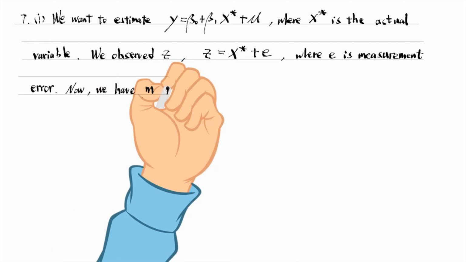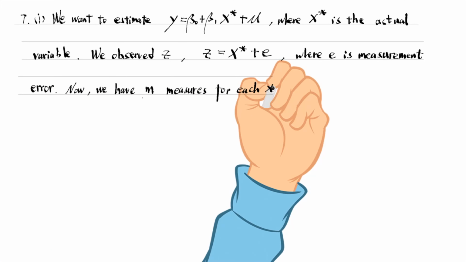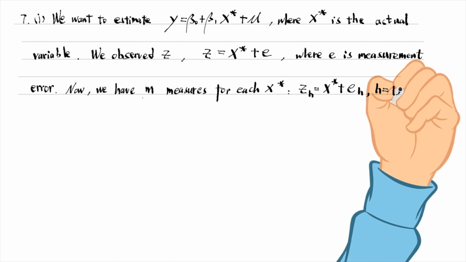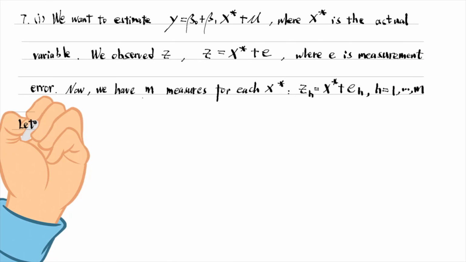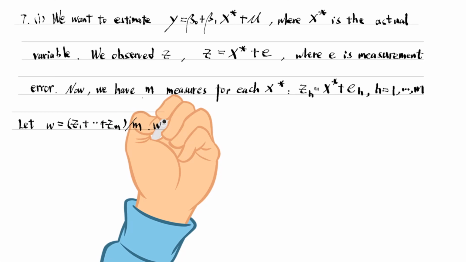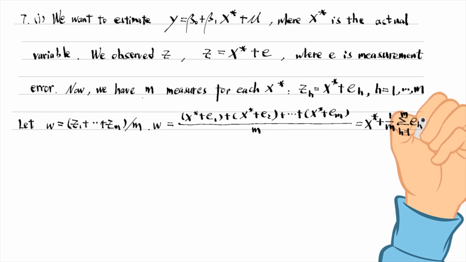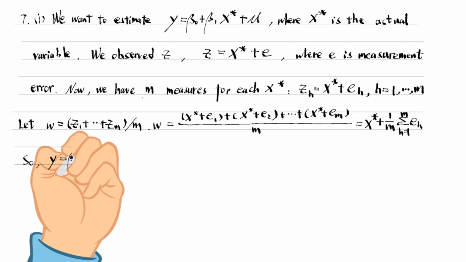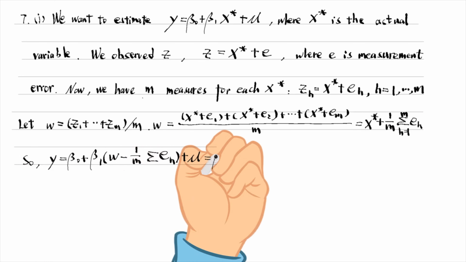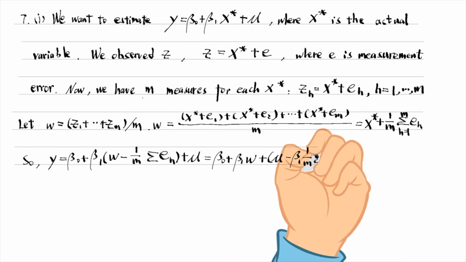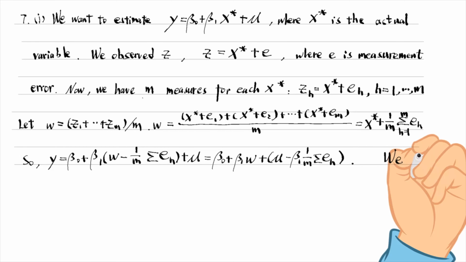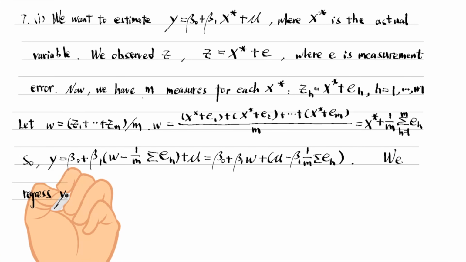Now we have M measures for each x star. Let w denote the average of the M measures. We regress y on w and an intercept.